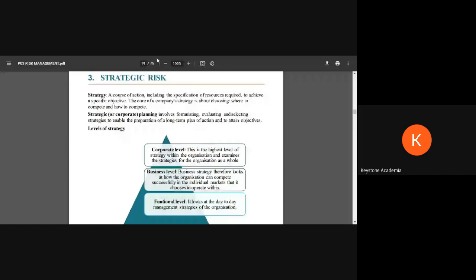The primary thing sometimes can be choosing where to compete and how to compete. Where to compete, maybe which market to compete in. How to compete can be you want to go on your own, or you want to go in partnership, or you want to do anything else. Okay. Next is strategic planning. It involves formulating, evaluating, and selecting strategies to enable the preparation of a long-term plan of action and attain objectives. So basically, strategic planning also is a part of strategy.